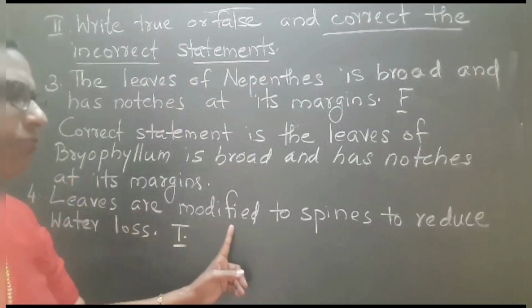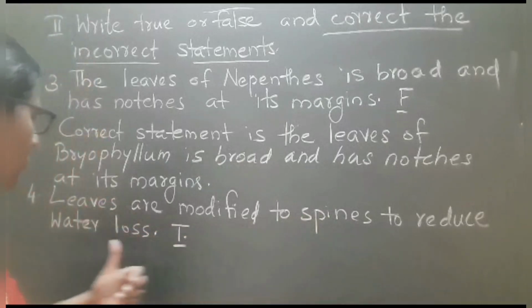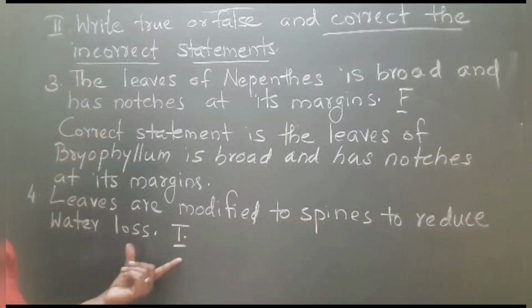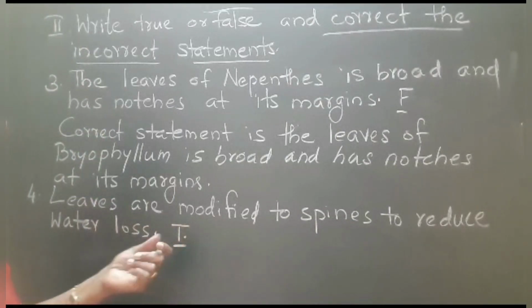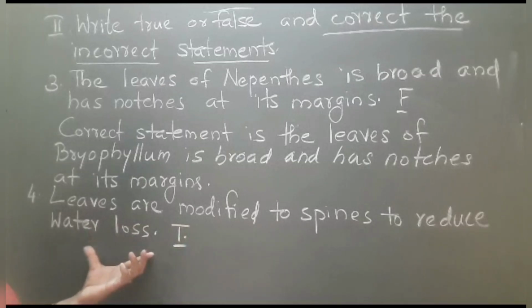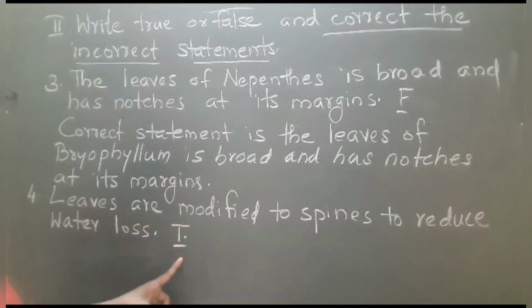Fourth one. Leaves are modified to spines to reduce water loss. The statement is true. The leaves are modified to spines to reduce water loss. This statement is true.